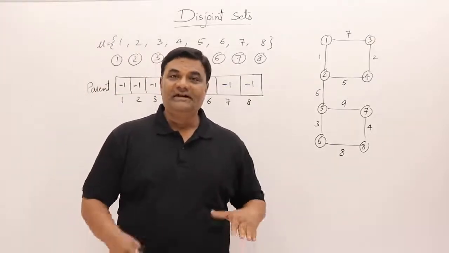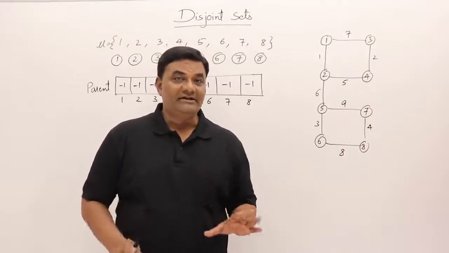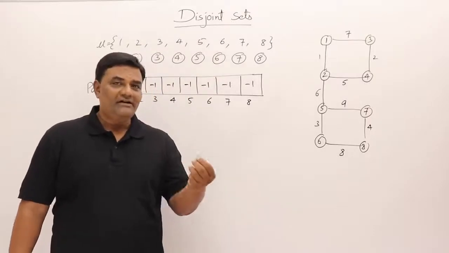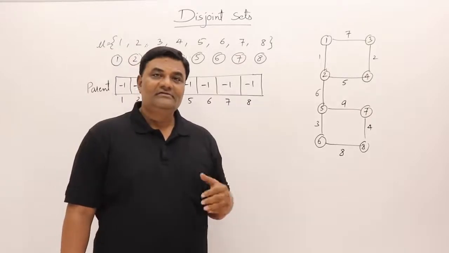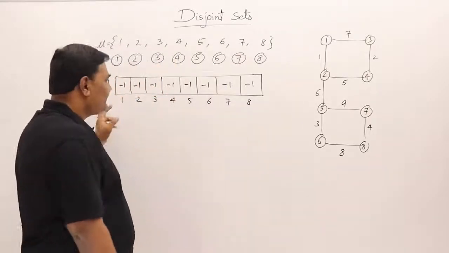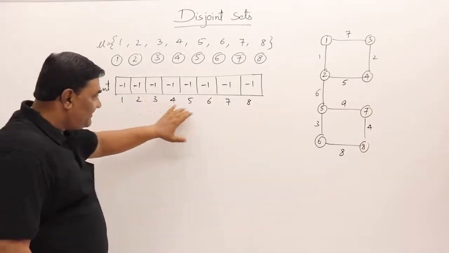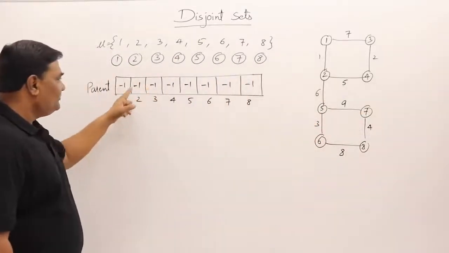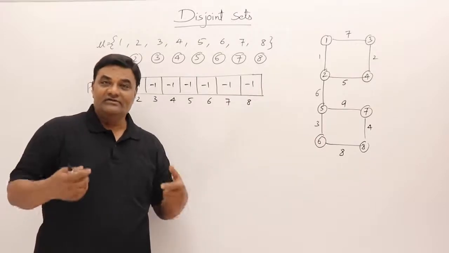We are not performing actual union, intersection or set difference operations of mathematics. We just want to perform find and union. Our objective is to detect a cycle. So for that, for all 8 vertices we will take a single array called parent, and the indices are representing these 8 vertices, and each is having value -1, which means each vertex is in its own set.